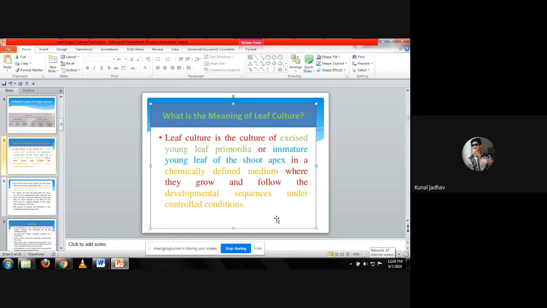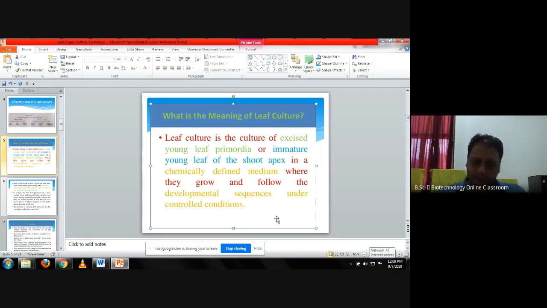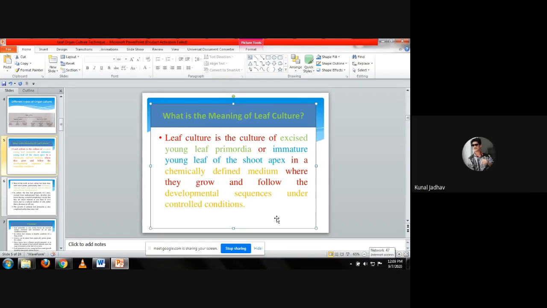Then it is grown in a chemically defined medium. Why a chemically defined medium? If we put a leaf in just simple water, can it grow? No. Otherwise whatever vegetables we bring, coriander, methi, palak, they would have grown easily. Here we have to give chemically defined media. Chemically defined media means it should have all 16 microelements and macroelements, growth hormones, and aseptic conditions. This is the middle part: where they grow and follow the developmental sequence under controlled conditions.